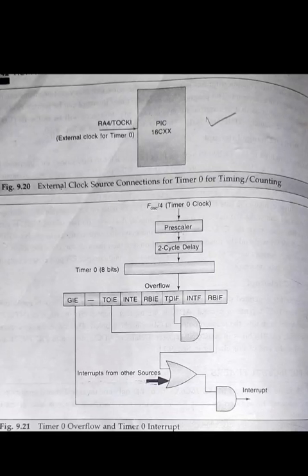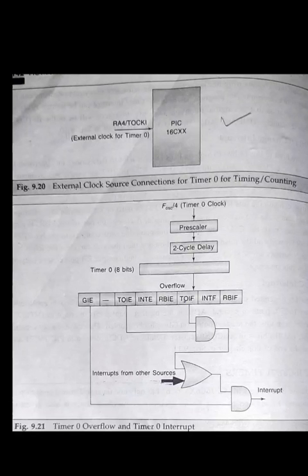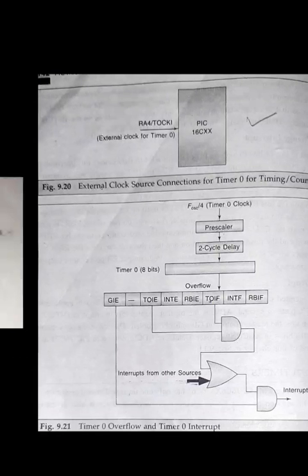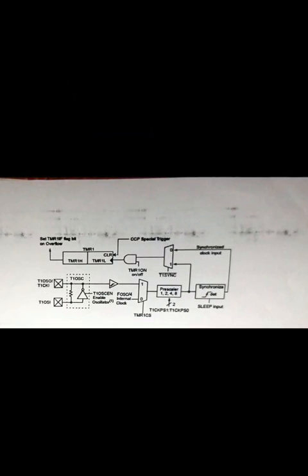Then the next one is timer 1. Timer 1 is a 16-bit timer or counter. It consists of two 8-bit registers. Timer 1 is readable and writable, with an internal or external clock selector. A 1 to 8 programmable prescaler.